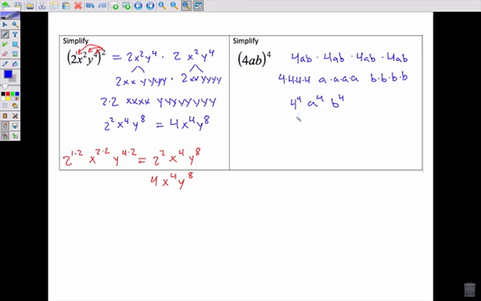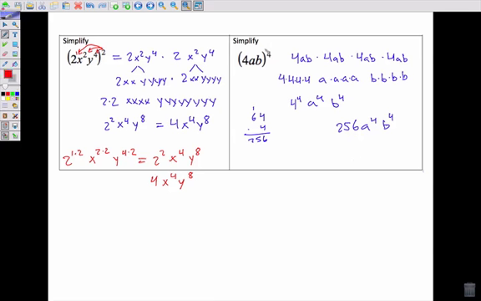And 4 to the 4th, that means 4 times 4 times 4 times 4. Okay? 4 times 4 is 16, times 4 is 64, and 64 times 4, 256. So 256, a to the 4th, b to the 4th.